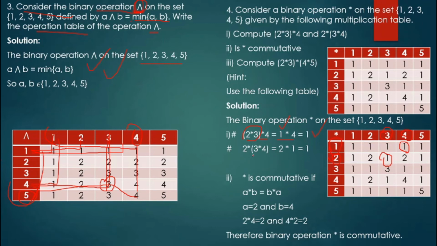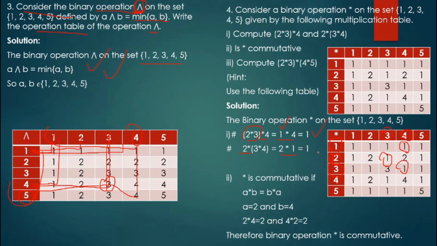So what is the BODMAS rule? First we'll go for the bracket. So 3 star 4. Here we have 3 and 4. So what is the value? 1. So 3 star 4 is 1. So here we have 2 star 1.